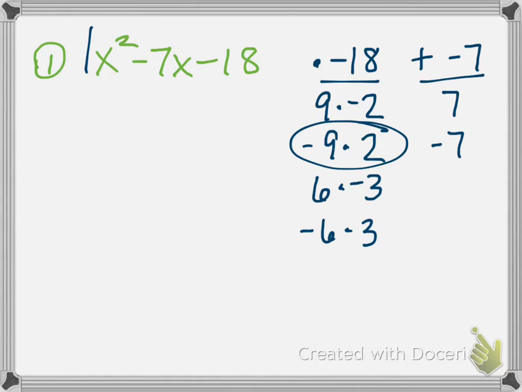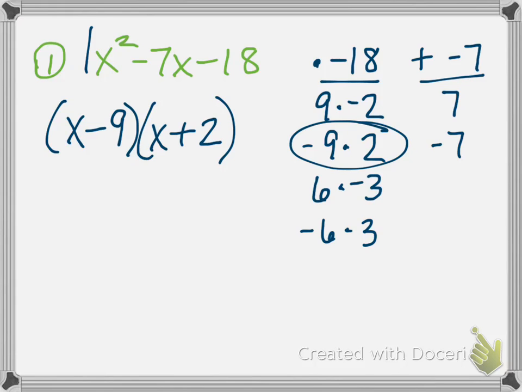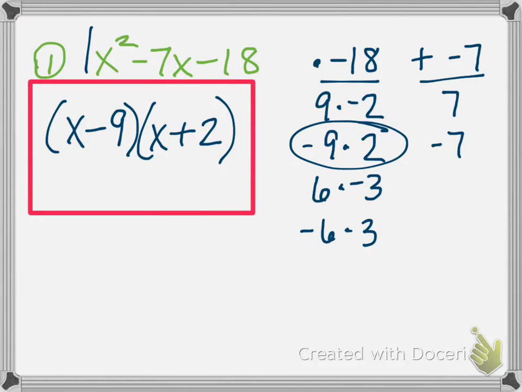Again, because the coefficient of x squared is 1, I know the factored form is exactly those two numbers. Since my 9 was negative, I have minus 9. And since my 2 is positive, I have plus 2. And that's all we need for this page. It's just to write it in factored form.